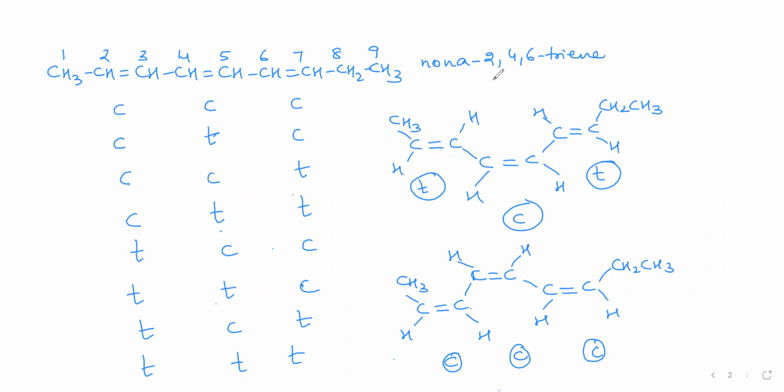Okay. Now what if I change this to a symmetrical one? I can change it to a symmetrical one by removing one carbon. So if I remove one carbon, I'm going to get this. This is octa-2,4,6-triene. This is symmetrical. Numbering it from right to left is the same as numbering it from left to right.